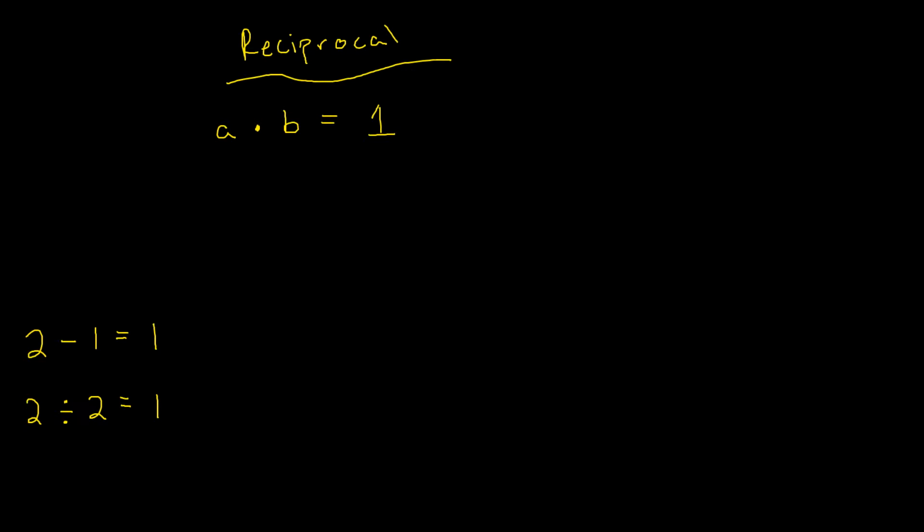In a second I'm going to rewrite 2 back up on the screen. I just want to cross these two methods out. Subtraction and division aren't going to help out. We're looking for multiplication. We want to get a product of 1. So let's take 2 and ask ourselves, what can we multiply 2 by to get a product of 1?